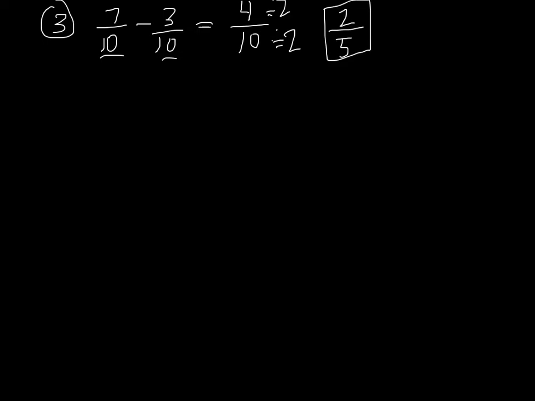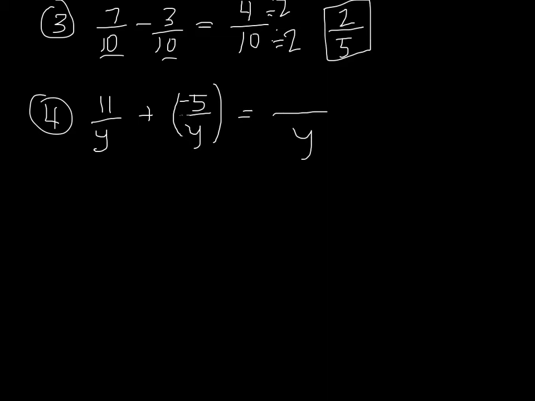All right, let's try another one. 4. Now this one's written tricky, but really it's not, okay? So don't get freaked out by what I'm going to show you. So 11 over y plus -5 over y. Okay, these are both y's, so I hope you don't think that it's a 4 or anything like that. They are both y's. Okay, so I have a common denominator, and they both are y, so I know my answer is going to have a denominator of y.